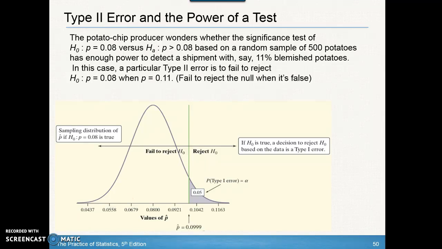Okay, so let's just take a look at an example. So the potato chip producer wonders whether the significance test of 0.08 versus greater than 0.08, based on a random sample of 500 potatoes, has enough power to detect a shipment, say, with 11% of blemished potatoes. So basically, I want to reject the null when I need to. When I actually have 11% of blemished potatoes, what is the probability that I'm actually going to reject the null so that I don't produce potato chips that have a lot of blemishes in it?